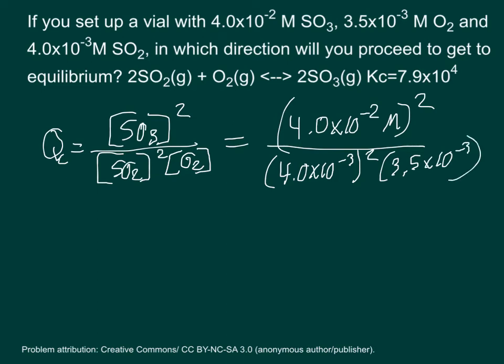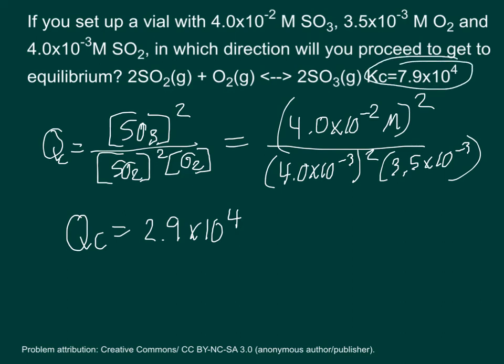Okay, I go through and I solve that, and what I'm going to get is my Qc is equal to 2.9 times 10 to the fourth. If I compare that to my Kc that I'm given up here, 7.9 times 10 to the fourth, we have a scenario where this Q is less than Kc. So that means we're going to need to make more products, because as it stands right now, our denominator is too large relative to our numerator and we're coming out a little bit low.